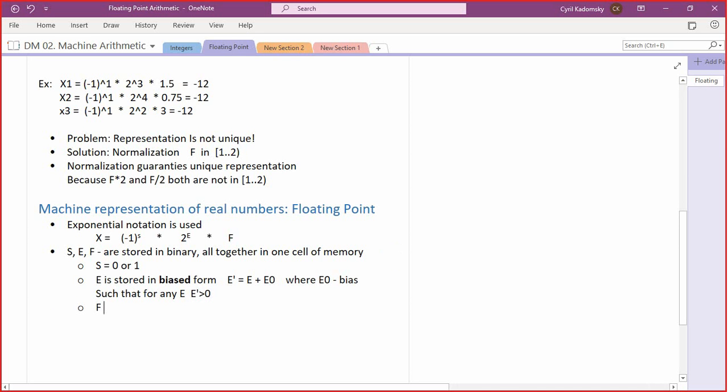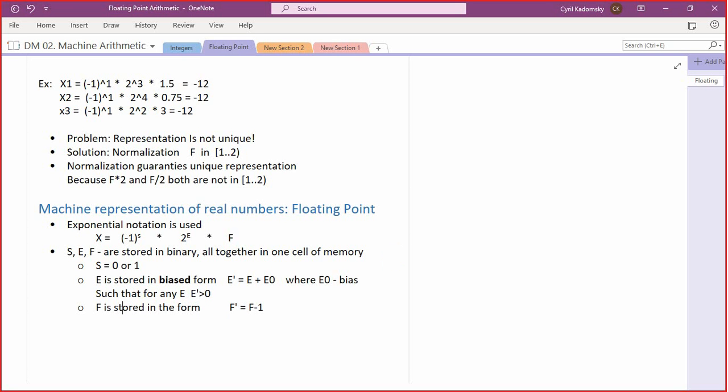The fraction is stored in the form also modified fraction equal to fraction minus 1. Very easy. So the value which is stored is a bit less than the actual fraction. Also, we will see now why.